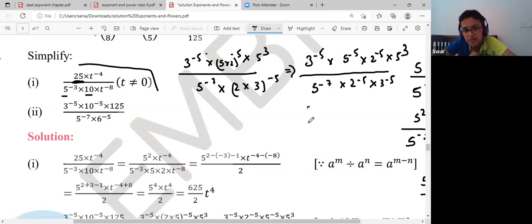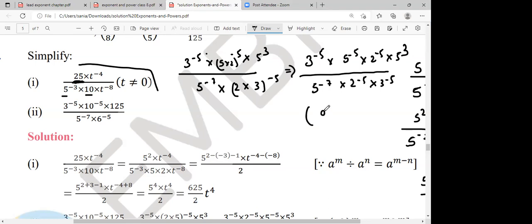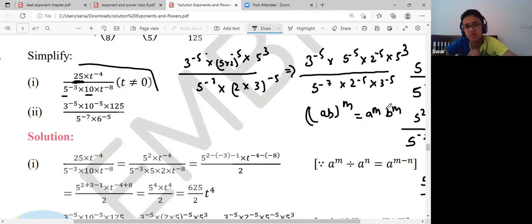Here you have to mention in brackets the property, right? For example, it is A and B and they have one common power. So that means A to the power m and B to the power m, like this. And after this, you can then solve it.